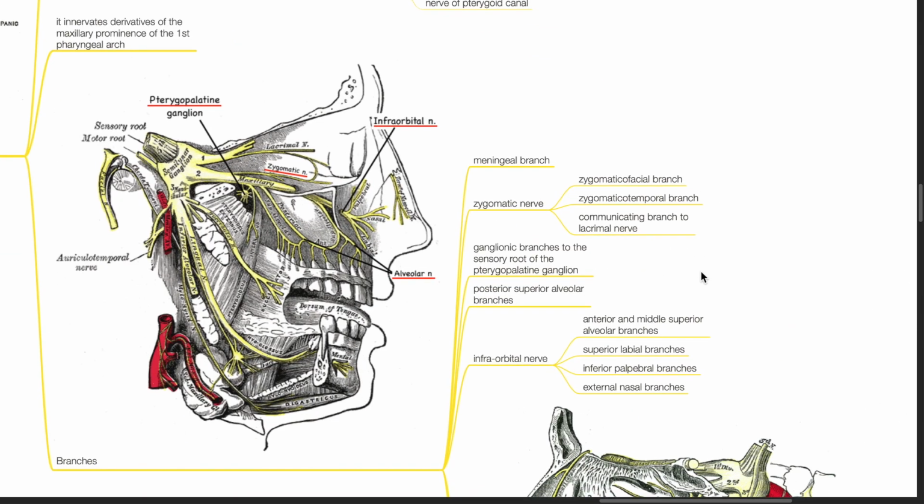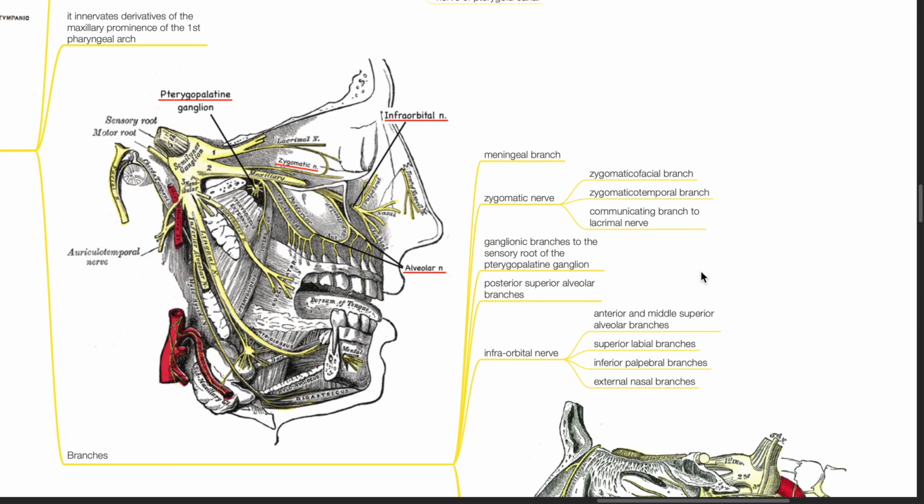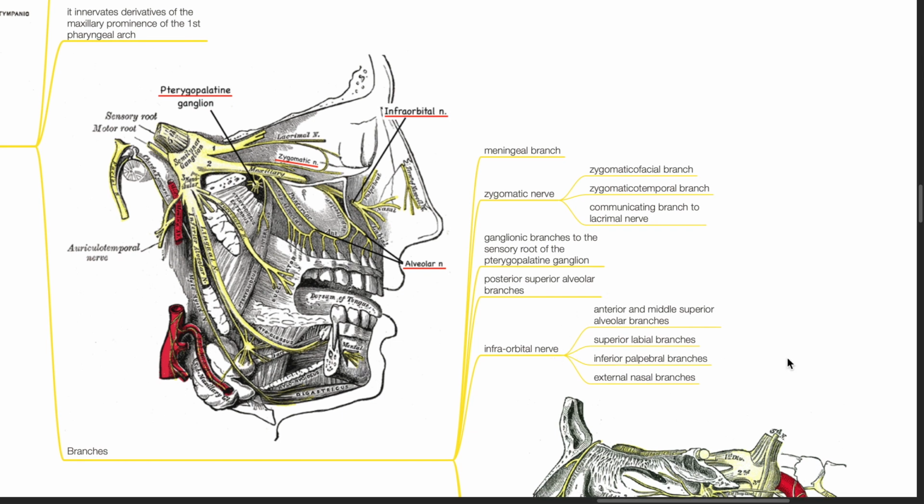Branches of cranial nerve V2 include the meningeal branch; the zygomatic nerve, which further branches into the zygomaticofacial branch, zygomaticotemporal branch, and communicating branch to the lacrimal nerve; ganglionic branches to the sensory root of the pterygopalatine ganglion; posterior superior alveolar branches; and the infraorbital nerve, which further branches into the anterior and middle superior alveolar branches, superior labial branches, inferior palpebral branches, and external nasal branches.